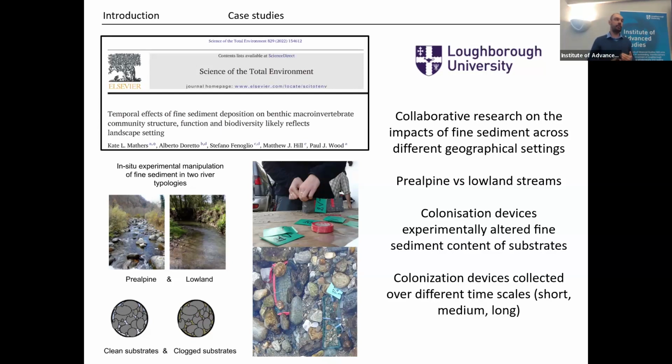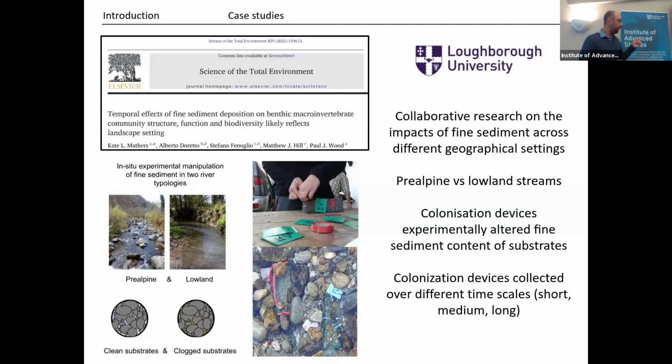We are aware that siltation is an important hydro-morphological alteration around the world, but do macroinvertebrates respond in a similar manner, for example, in Alpine streams and in UK lowland rivers? That was the main goal of this study.